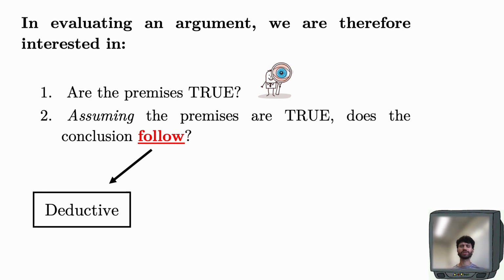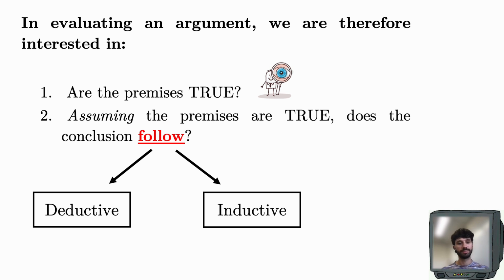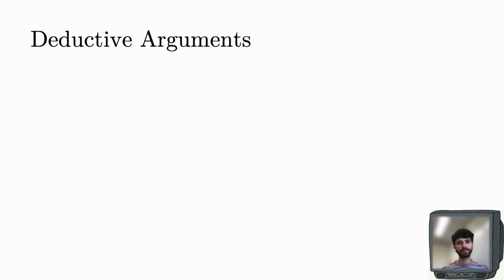But if follow is a little bit less strong, and we say that follow is just highly probable, then that is going to be a kind of inductive argument. And don't worry, we're going to go through each of them very carefully in this video. So let's start with deductive arguments.